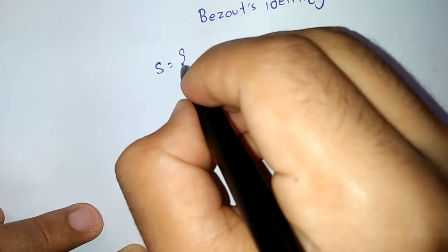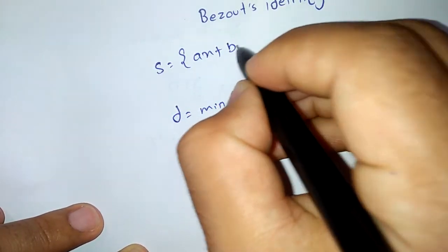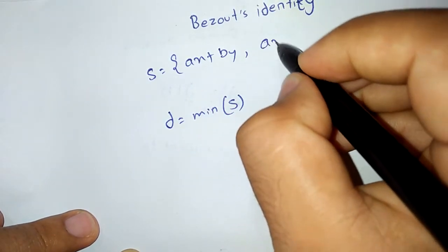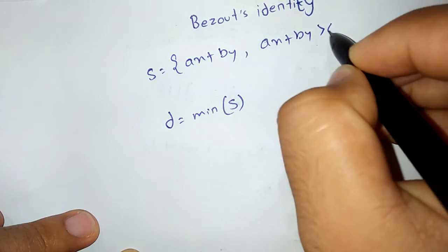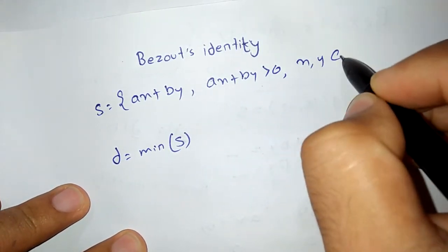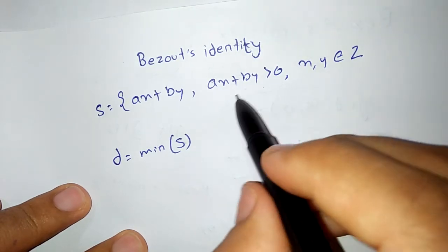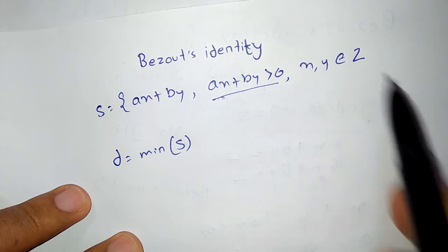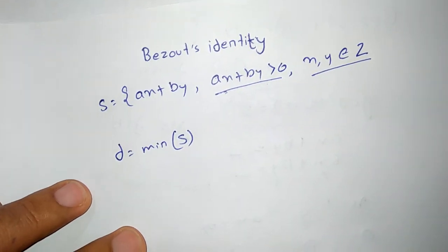where S is going to be the set of linear combinations for A and B. And let us consider that AX plus BY is greater than 0, and X and Y belong to Z. So we are only considering the linear combinations which are going to be greater than 0, and our X and Y are going to be integers.